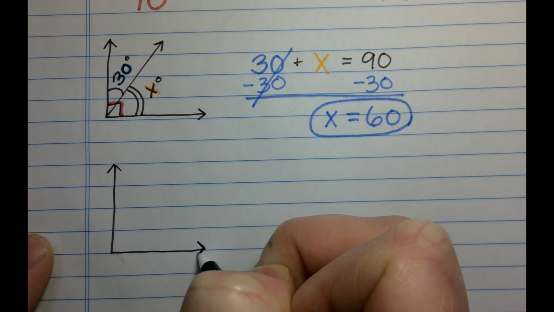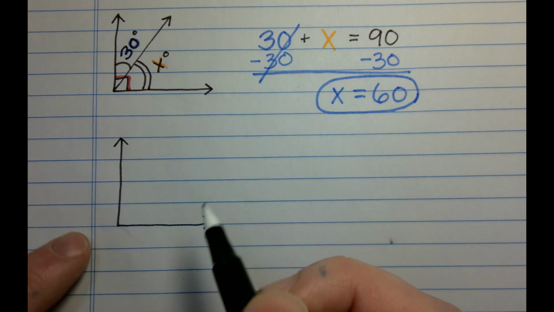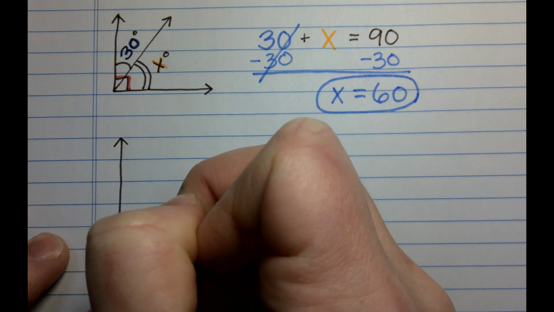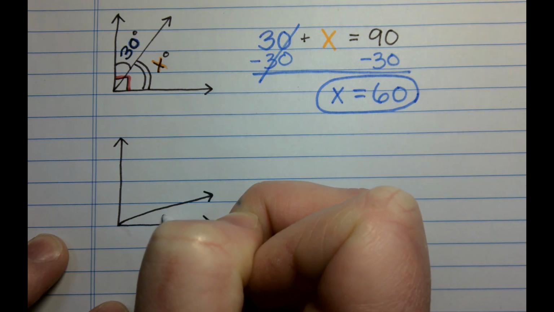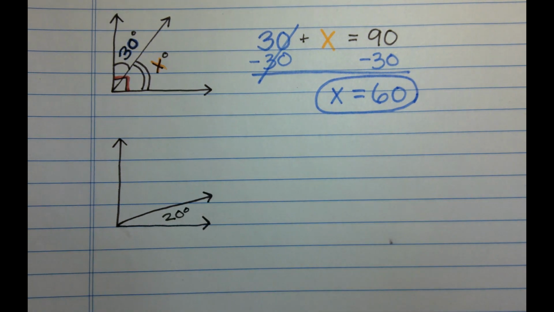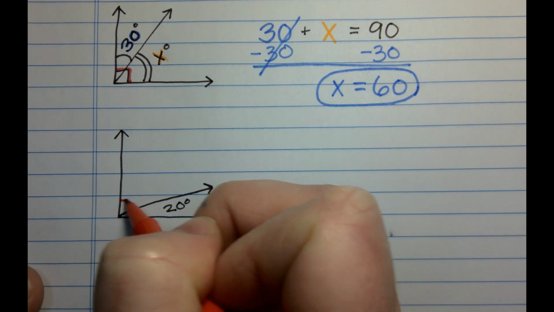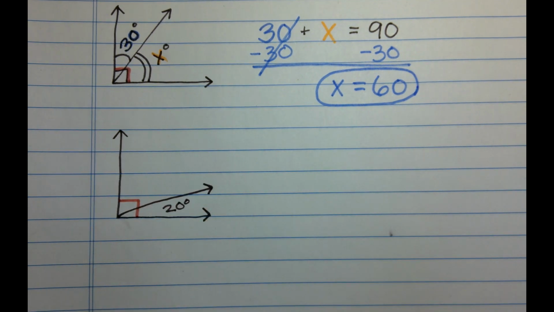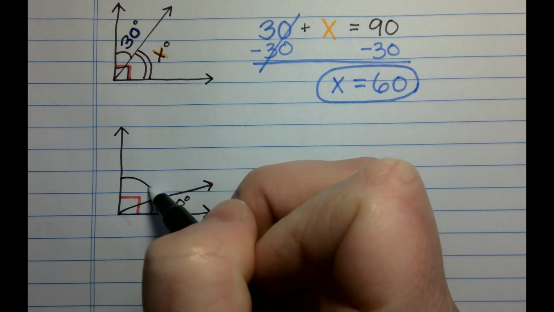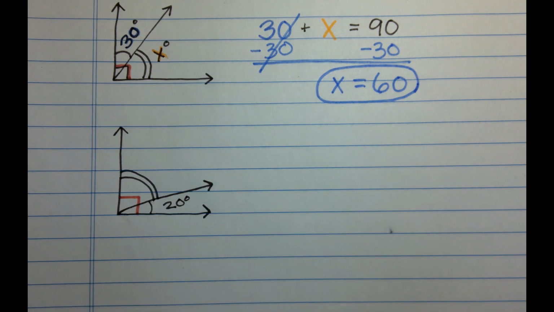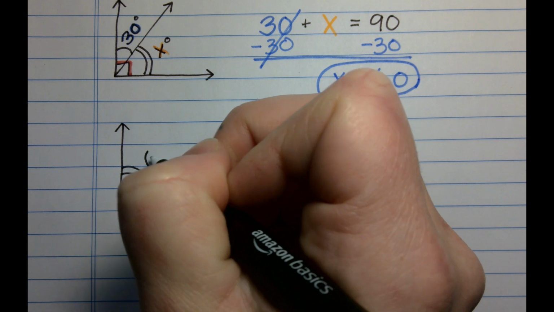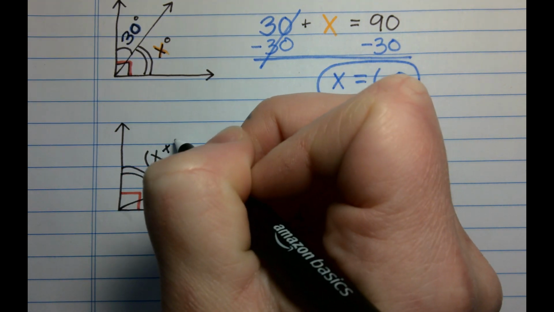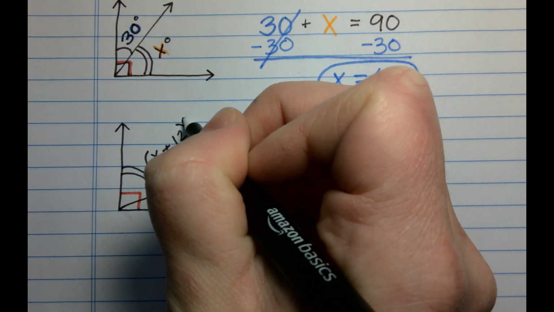And I give you that this one is 20 degrees. Let me draw my box. And what if my bigger angle is X plus 12 degrees?